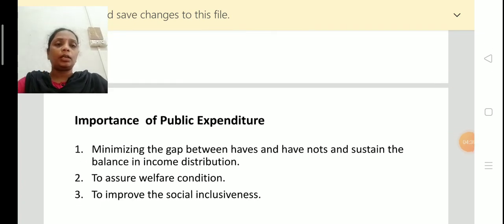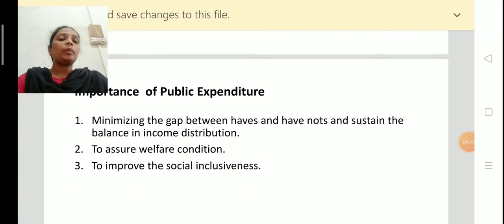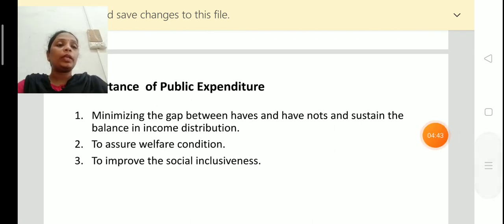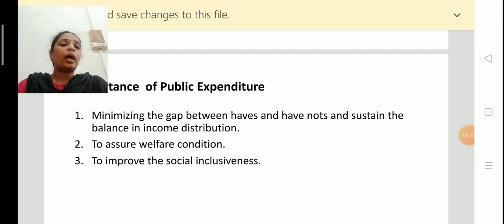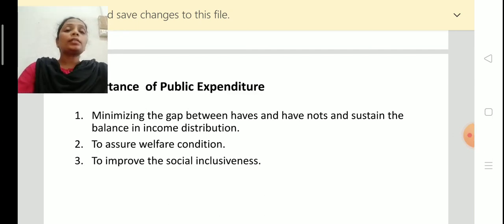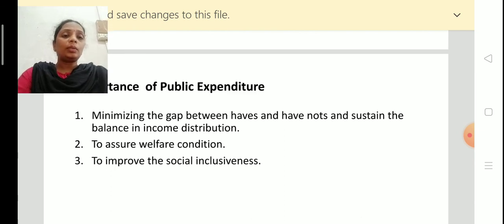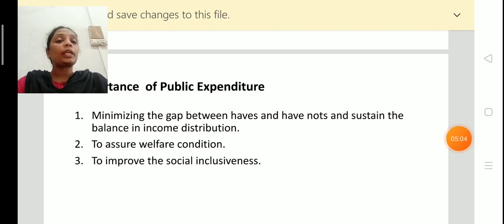These are the three scopes of public expenditure: allocation of resources, distribution of income, and stabilization of prices. Now let us discuss the importance of public expenditure. One is to minimize the gap between the haves and have-nots, and sustain the balance of income distribution. So it always minimizes the gap between those below the poverty line and those above it. That is one of the importance of public expenditure.